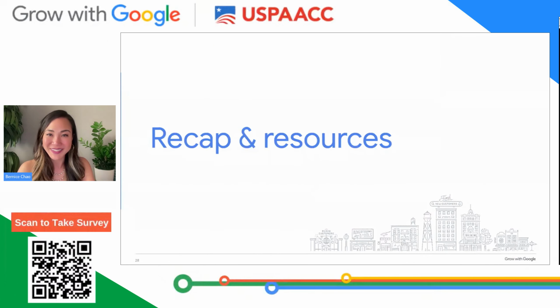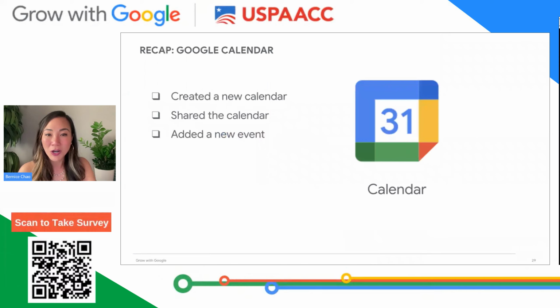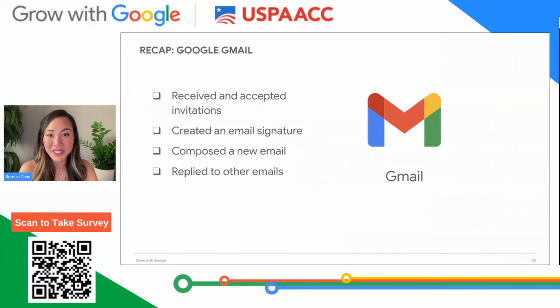Recap and resources. We're almost out of time today, but I hope you're feeling more comfortable with Calendar and Gmail now. In this short period of time, you've created a new calendar, shared the calendar, added a new event. In Gmail, you received and accepted new invitations, created an email signature, composed a new email, and replied to other emails.